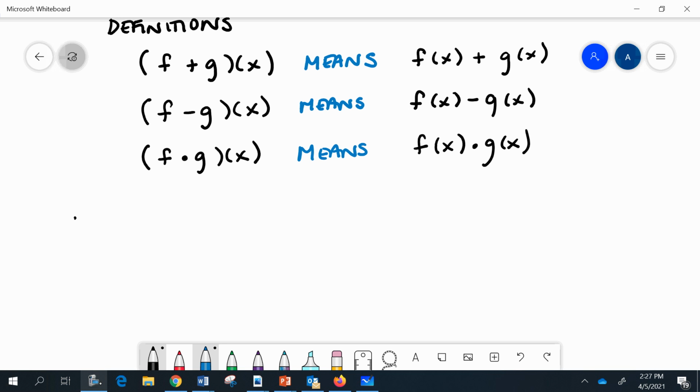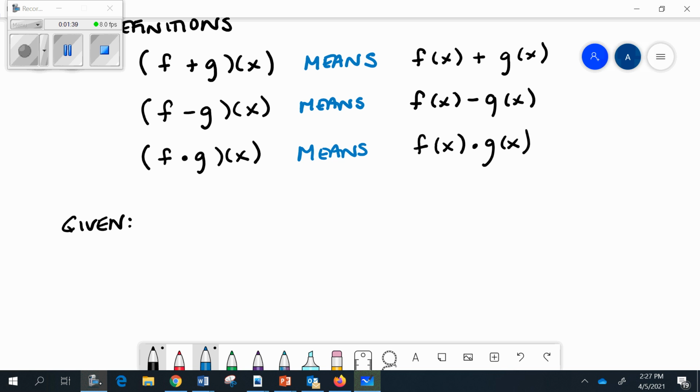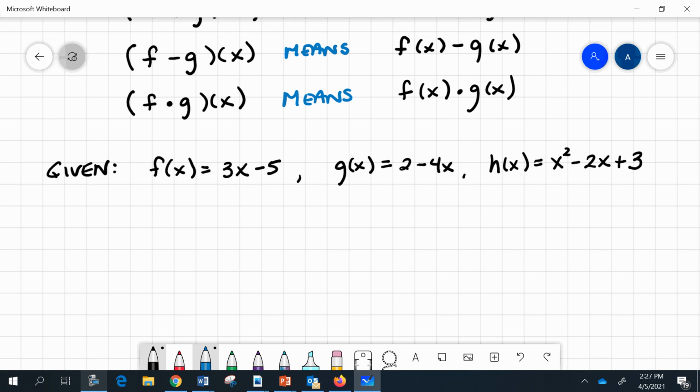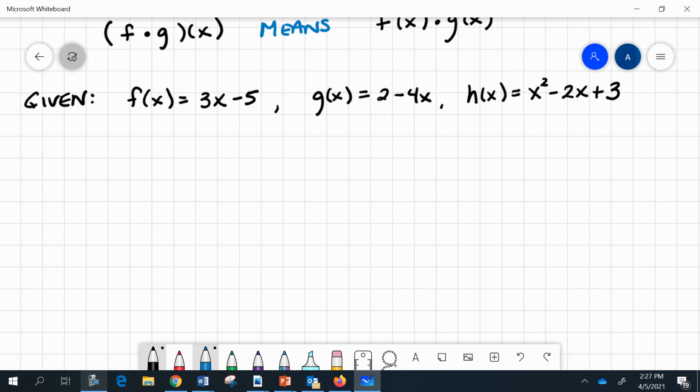Let's suppose that we are given these functions. Suppose f of x is equal to 3x minus 5. The g of x function is 2 minus 4x, and the h of x function is going to equal x squared minus 2x plus 3. All right, so there are our given functions. Let me just go ahead and move this up here.